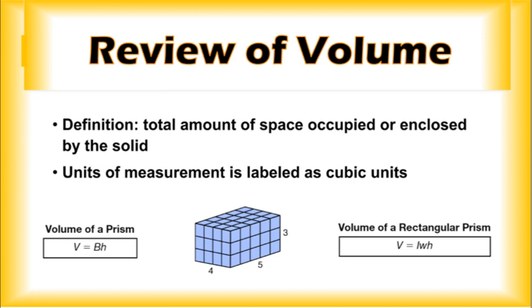So we have 2 different formulas here. We got the volume of a prism over here, which is the area of the base times the height. And then we have the volume of a rectangular prism, which is volume equals length times width times height.